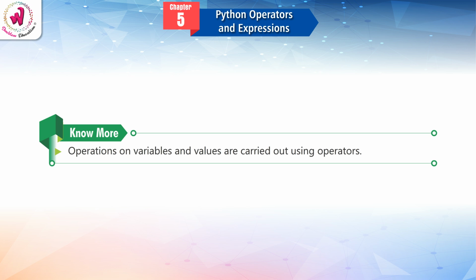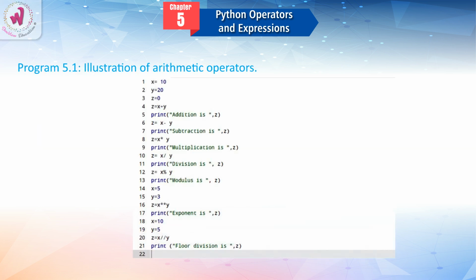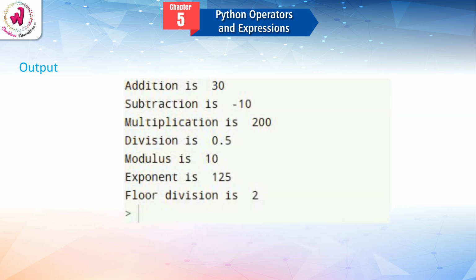Operations on variables and values are carried out using operators. Program 5.1. Illustration of arithmetic operators. Output.